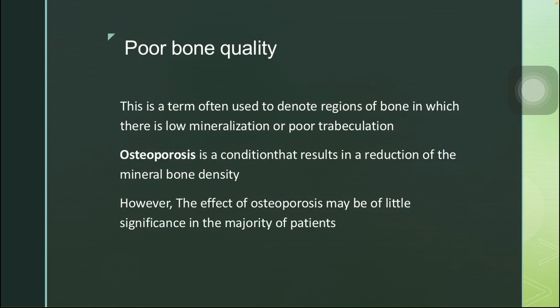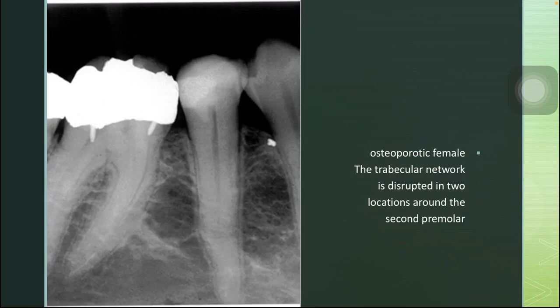Poor bone quality. This is a term often used to denote regions of bone in which there is low mineralization or poor trabeculation. Osteoporosis is a condition that results in a reduction of mineral bone density. However, the effect of osteoporosis must be a little significant in the majority of patients. Osteoporotic female, note the trabecular network is disrupted in 2 locations around the second premolar.